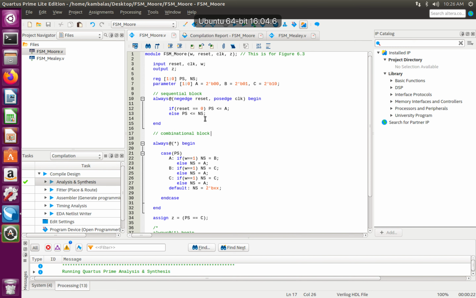So your sequential block in any state machine you build is only going to be these two lines, more or less. The first thing you always want to do is negate reset. Why negate reset? Because my reset goes to a push button, and then negative edge of clock. If my reset is 0, then my present state is A. Again, keep in mind that you have to use non-blocking. Why non-blocking? Because you're using posedge or negedge and there's a clock. Again, this is a rule of thumb which I've explained to everybody.